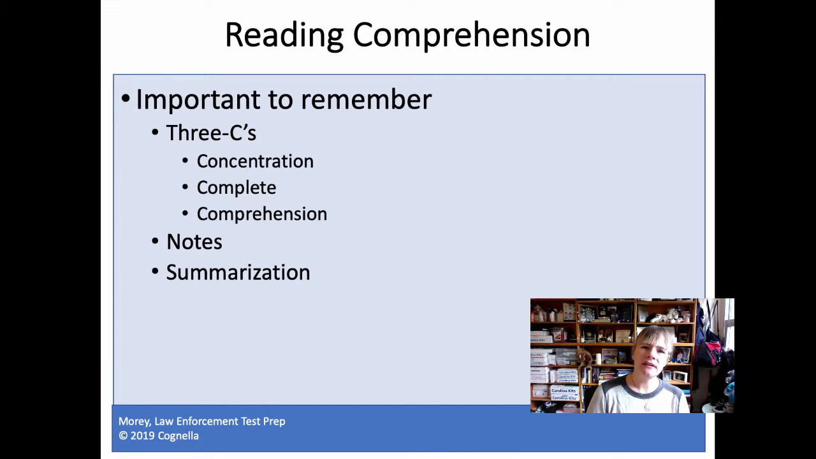Okay, remember the 3 C's in reading comprehension: when you read, you need to concentrate, you need to read completely, and comprehend it. How many times have you read something and you were thinking about something else, and because you weren't concentrating and comprehending, you didn't remember a thing you read? So that's why it's really important. Take notes if you can, and summarize if you can as well.